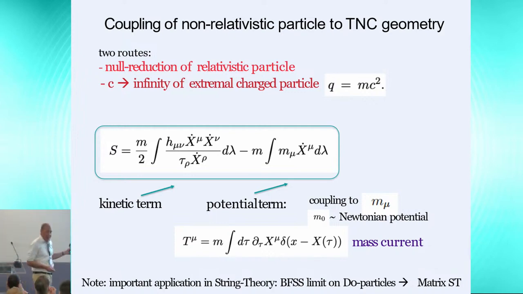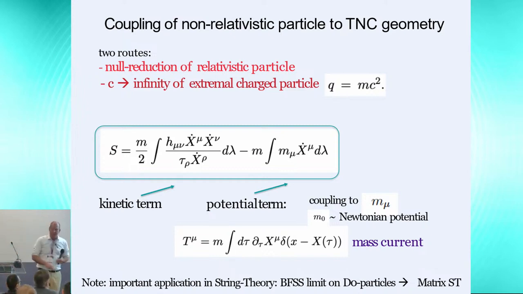Here's a very simple action. You can wonder, how does a non-relativistic particle couple to that geometry? Well, there are two techniques to find it. Do a null reduction of a relativistic particle, or do the large speed of light limit of an extremal charged particle. And here you see how the worldline of a particle, x, couples to h, m, and tau. And it shows a covariant kinetic term and a covariant potential term.